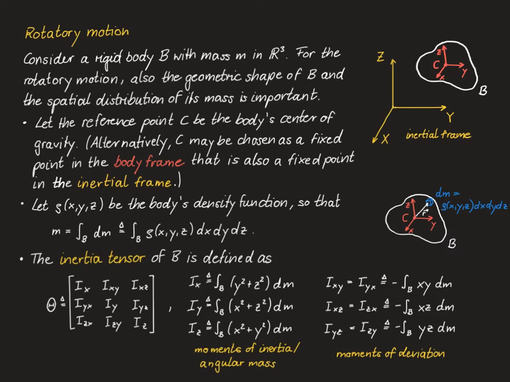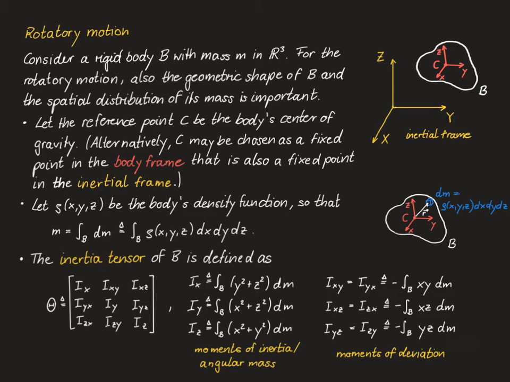Next, the so-called inertia tensor of the rigid body B is defined as a 3x3 matrix that we denote with a capital letter theta. Its diagonal elements, which we call Ix, Iy, and Iz, are the moments of inertia, or sometimes called the angular masses, of the rigid body B. And they are calculated via the volume integrals that are stated here.